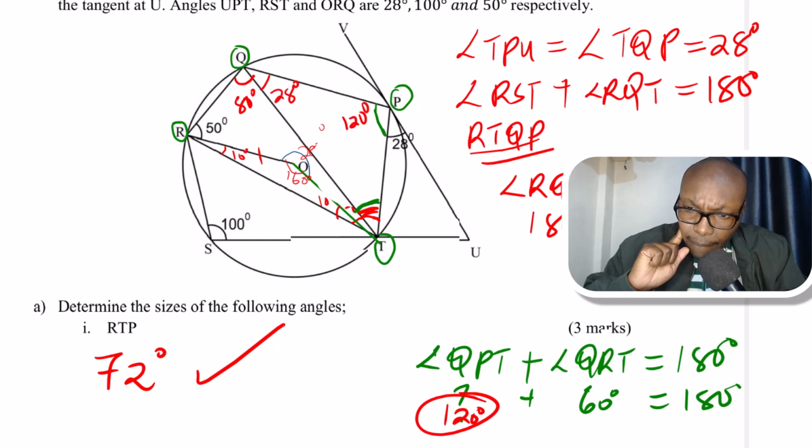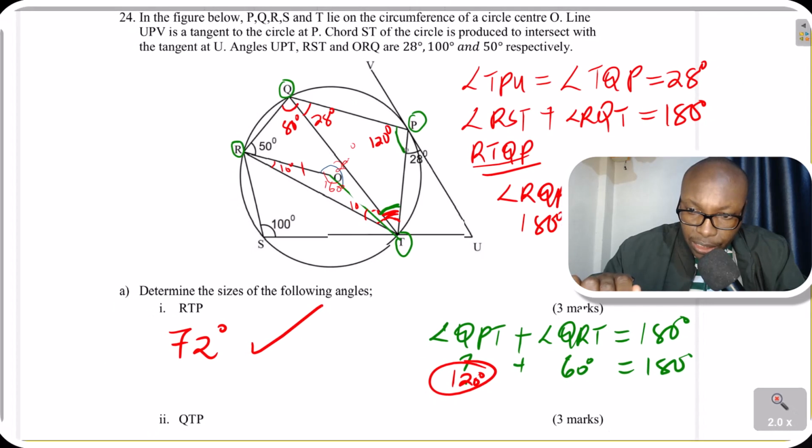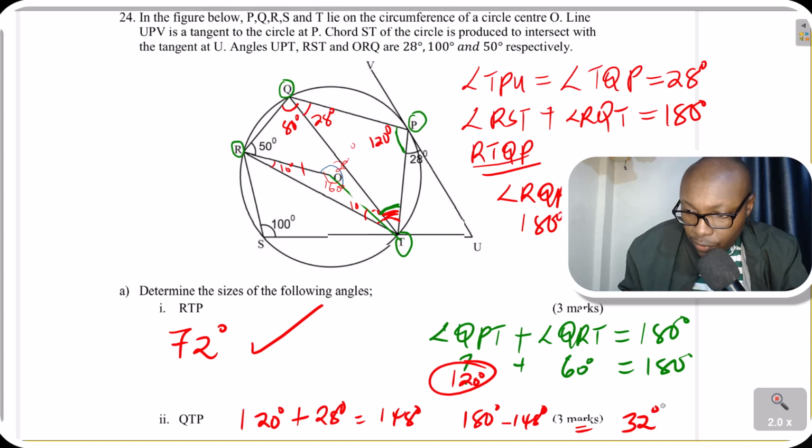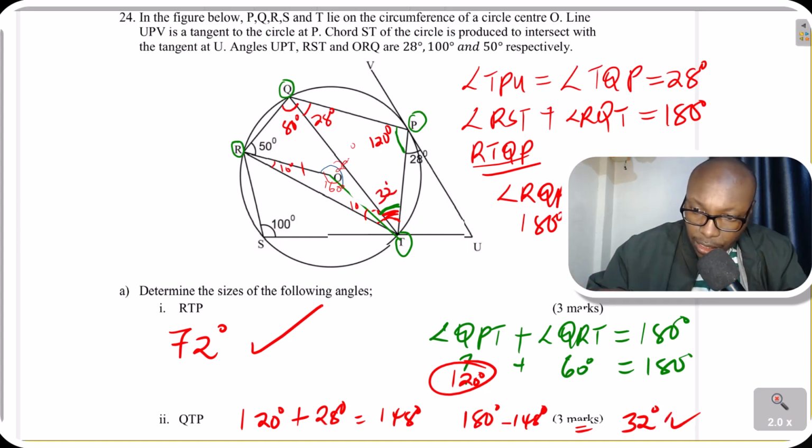Now having that, it is easier to get angle QTP. QTP is here. We are going to consider triangle QPT. We have 120, and then we have 28 degrees. That gives 148 degrees. The sum of interior angles in a triangle should give 180, so we get the remaining one. You just take 180, subtract 148, and that gives 32 degrees. So this angle here is 32 degrees.